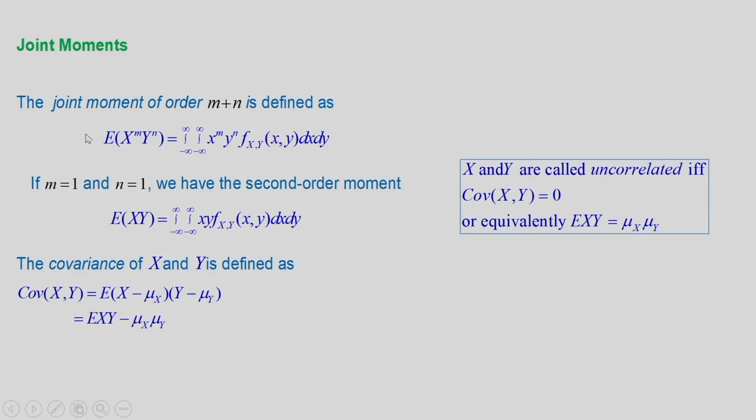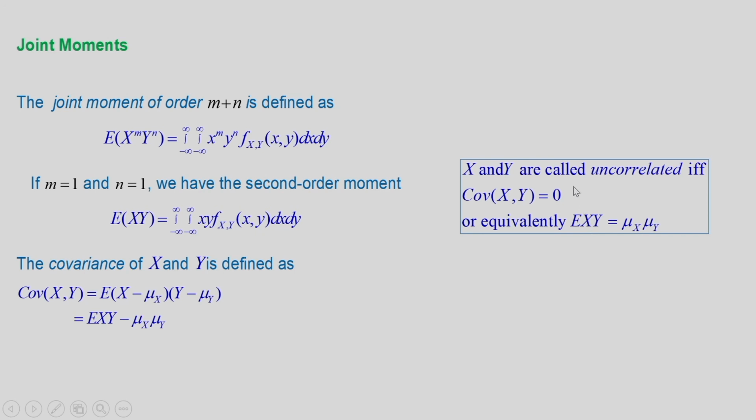Now, covariance is a very important operation and it leads us to the definition of uncorrelated random variables. X and Y are called uncorrelated if covariance of XY is equal to 0, or equivalently E of XY is equal to mu x into mu y.